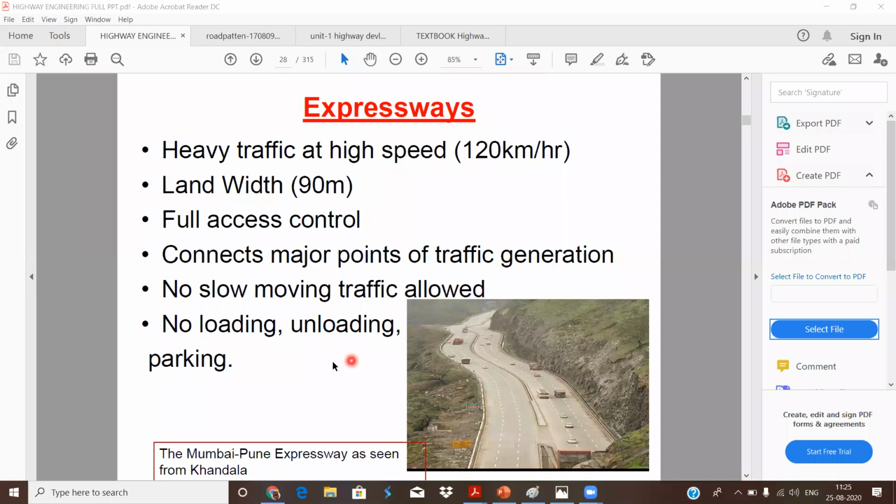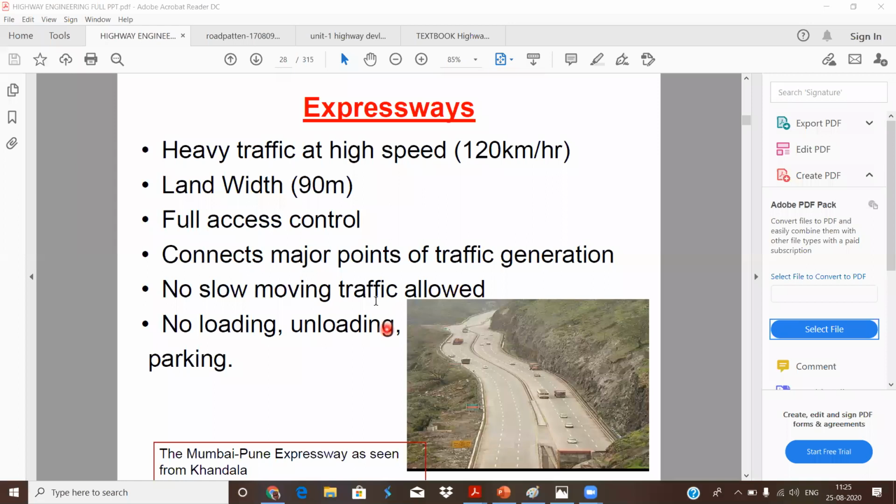So no loading and unloading conditions; those types of activities should not be done, and no parking should be done. These roads are used only for the movement of traffic. No slow moving vehicles are allowed, because if you take lorries, they move with less cc, so they move very slowly. That type of vehicle is not allowed on these expressways.